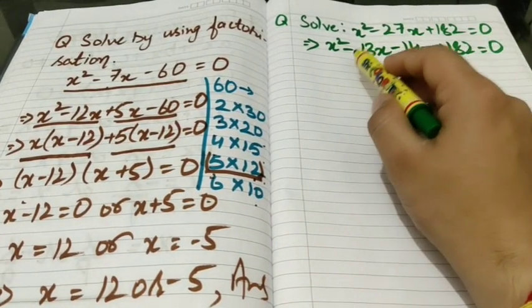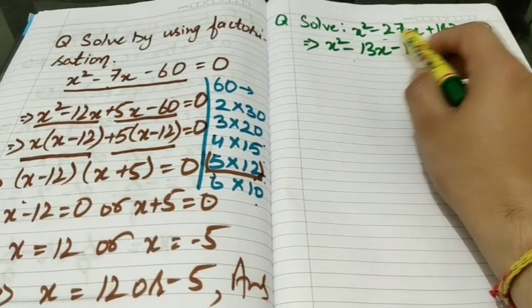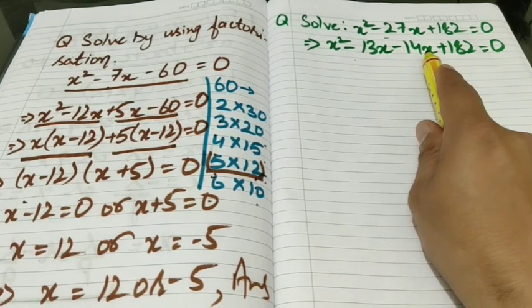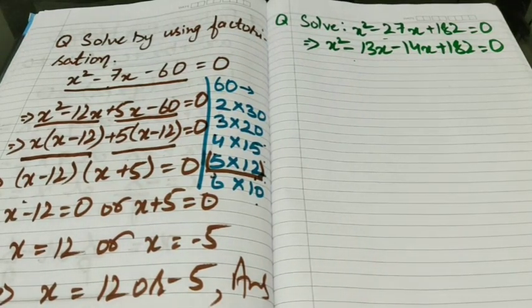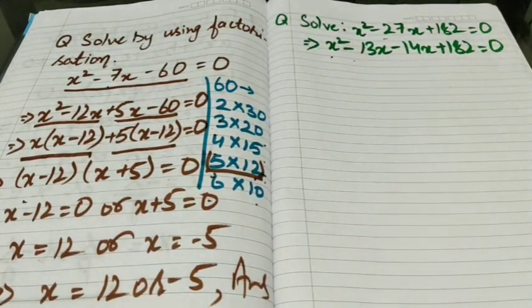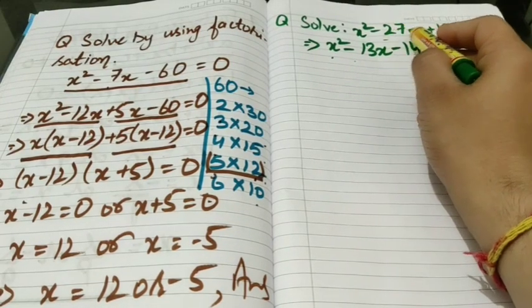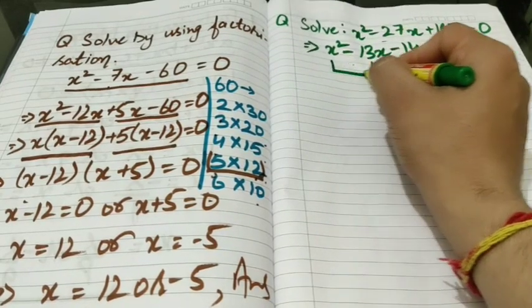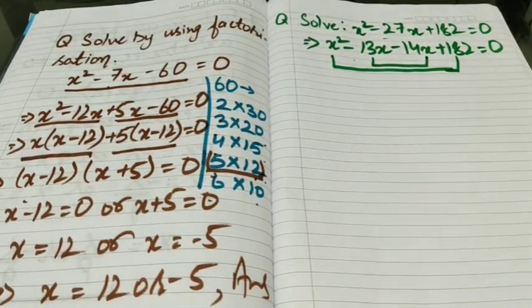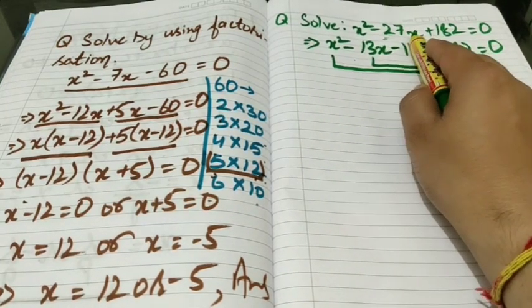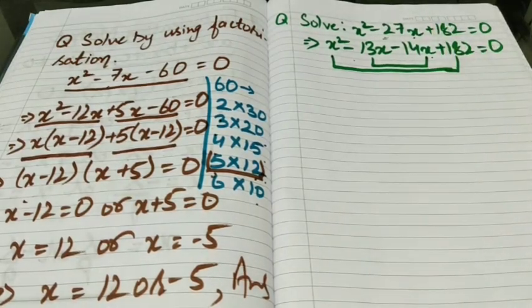Because minus 13x minus 14x will become minus 27x, and the product of minus 13x and minus 14x is plus 182x square, which is equal to the product of these two extreme terms. Well students, while doing middle term substitution you have to keep in mind that we have to separate the middle term in such a way that the product of these two middle terms should be equal to the product of these two extreme terms, and when we add these two middle terms, that should be equal to this term which is given in the initial polynomial.